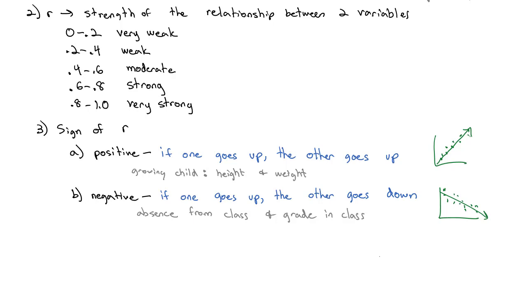So we've got two things we look at in r. The number itself that tells us how strong it is, and then the sign, which tells us the direction the variables are going. So you could have a negative strong relationship. You could have a positive moderate relationship. We can combine these together to interpret r, which is the strength of that correlation coefficient. How strong is the relationship between the two variables, x and y?